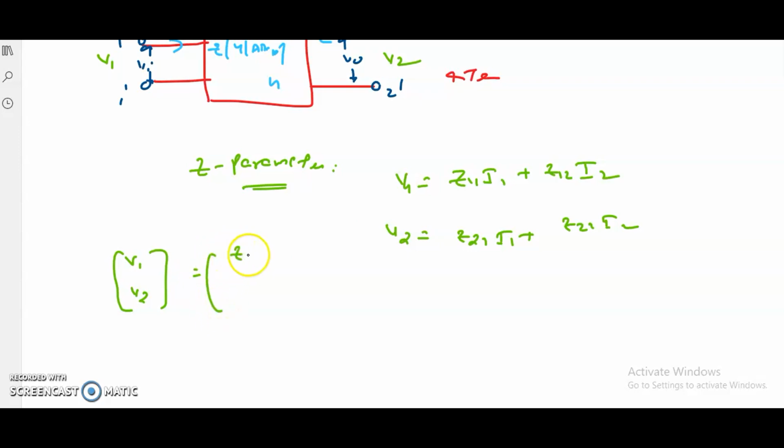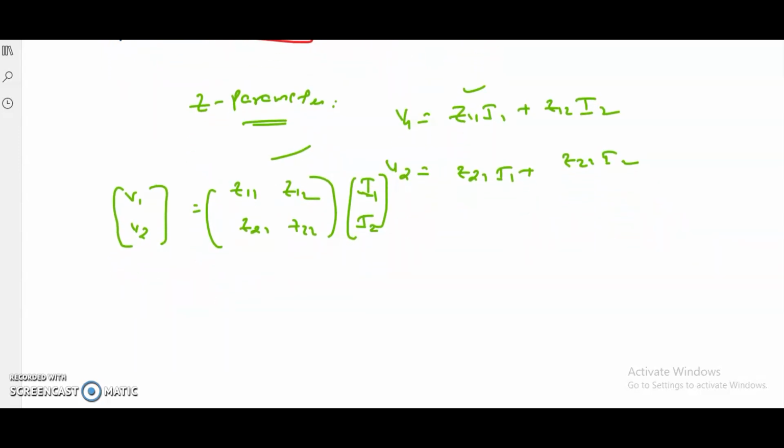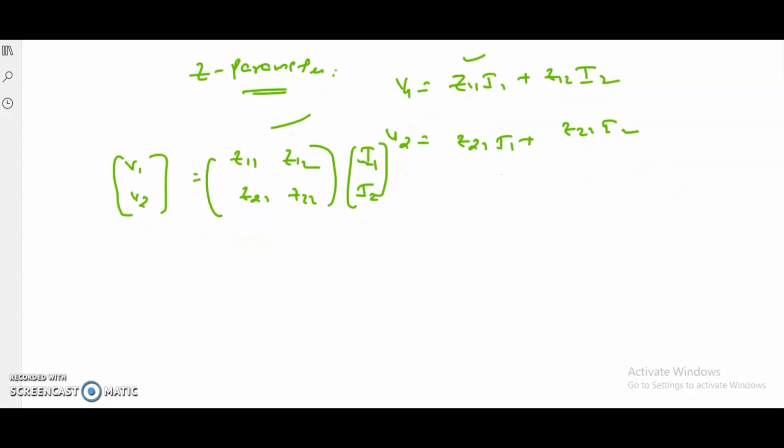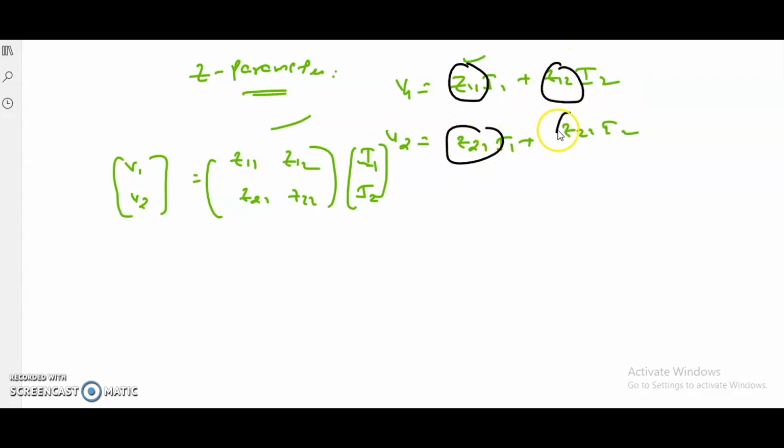V1, V2 is equal to Z11, Z12, Z21, Z22, I1 and I2. So you can remember like this or either like this, anything is fine. But these equations are very important to solve out the two-port network. So these are the equations for the Z parameters. And here the Z11 and Z12 and Z21 and Z22. So each and everything has its individual importance and individual names.